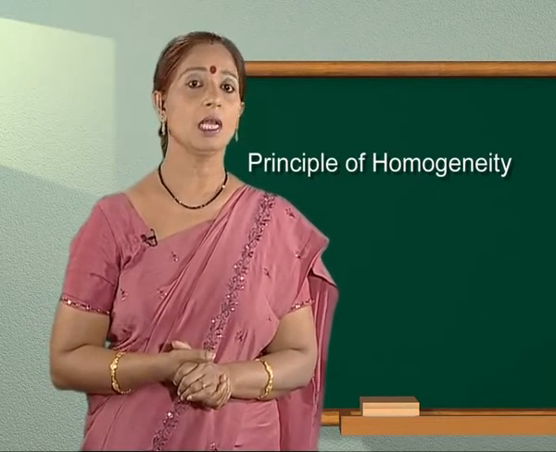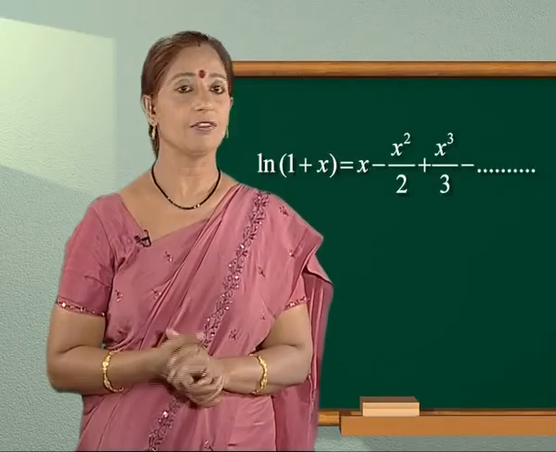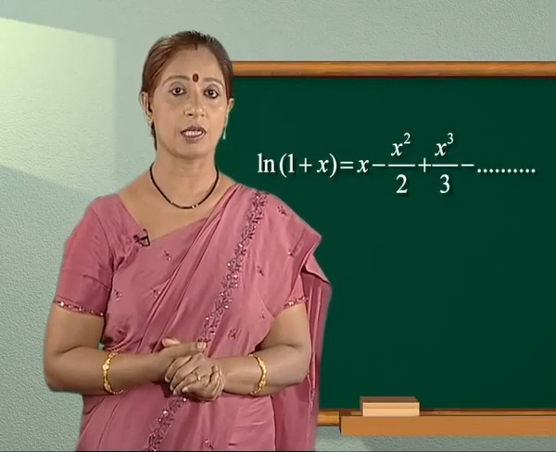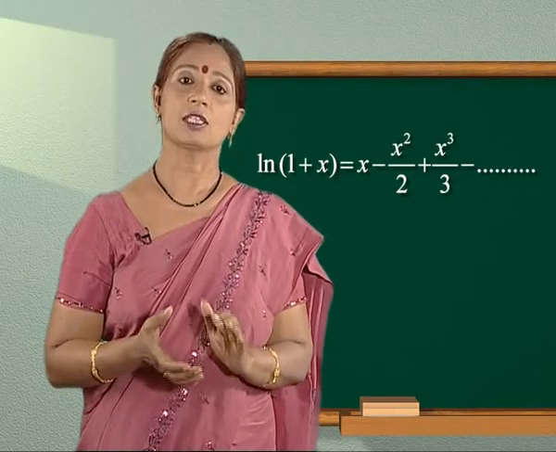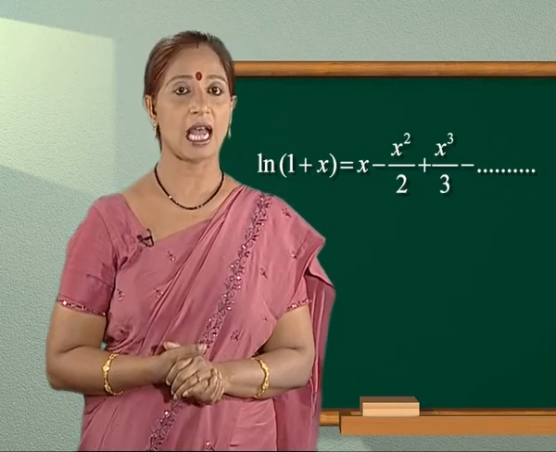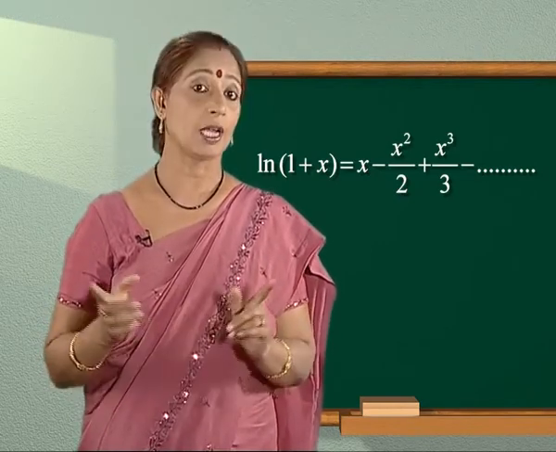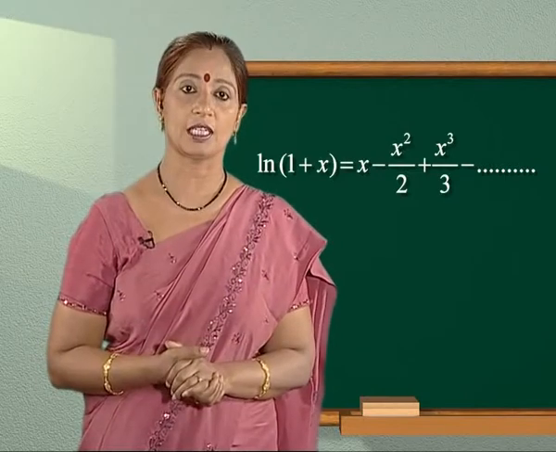For example, natural logarithm of 1 plus x is equal to x minus x square upon 2 plus x cube upon 3 and so on. If x is a dimensional quantity, then each term on the right hand side has different dimensions as x is raised to different powers. This violates the principle of homogeneity.